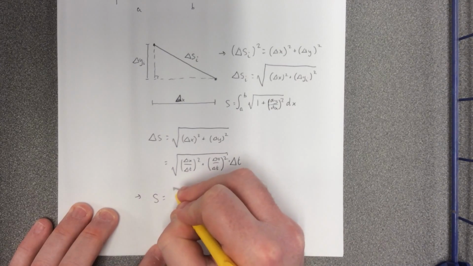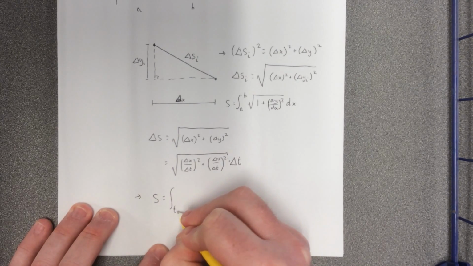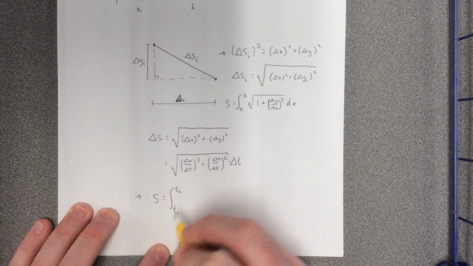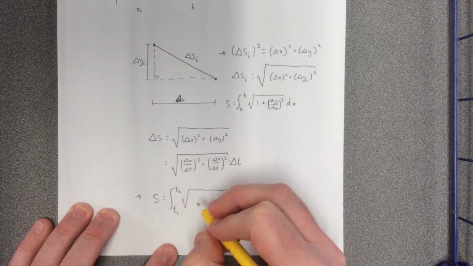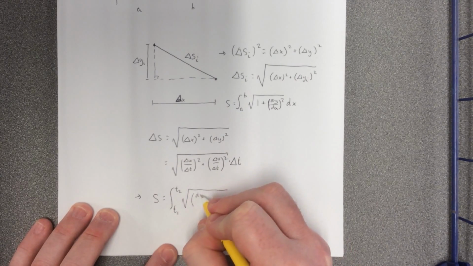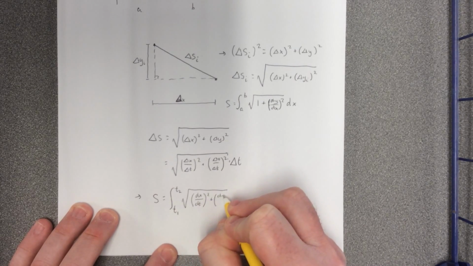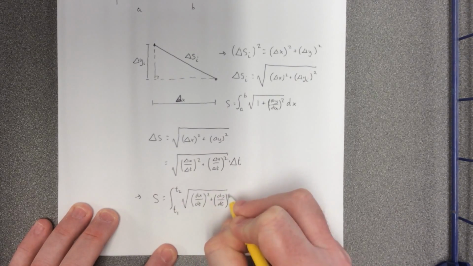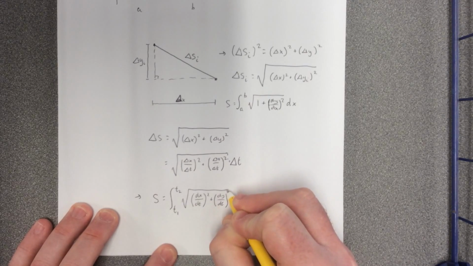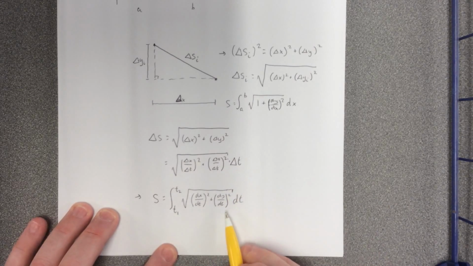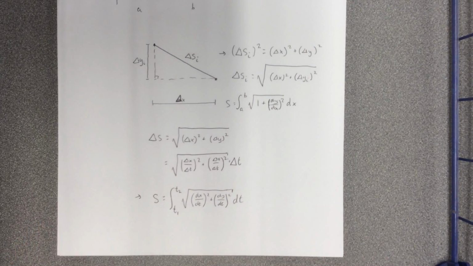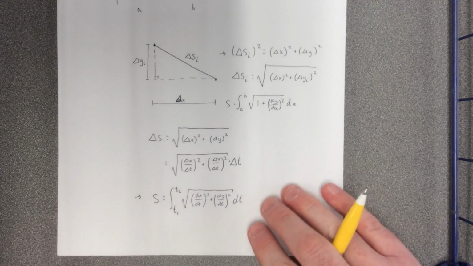Arc length is going to be equal to the definite integral from t1 to t2, whatever those t values happen to be, of the square root of the derivative of x with respect to t squared plus the derivative of y with respect to t squared, dt. The radical ends after the second square. So this formula is what I'm going to be using to approach the following example problem.